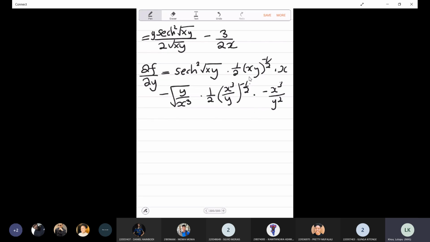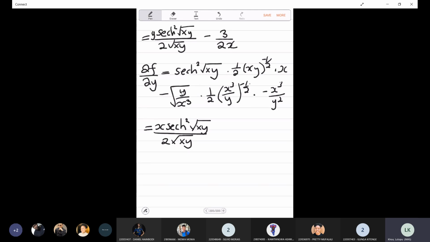For the first one, we can see in the numerator we have x and sech squared of the square root of xy, and then in the denominator we have 2xy, and the xy is under a square root. So this is x. And for the second part, we have a negative here and a negative there. That will become a plus.